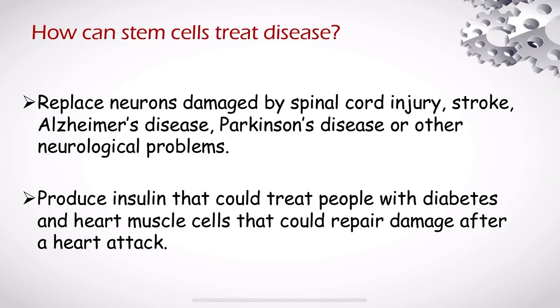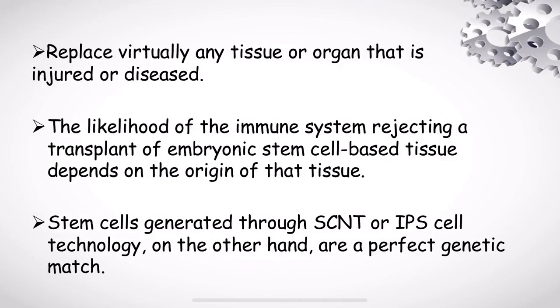So, how can stem cells treat disease? Replace neurons damaged by spinal cord injury, stroke, Alzheimer's disease, Parkinson's disease, or other neurological problems. Produce insulin that could treat people with diabetes and heart muscles that could repair damage after a heart attack. Replace virtually any tissue or organ that is injured or diseased.